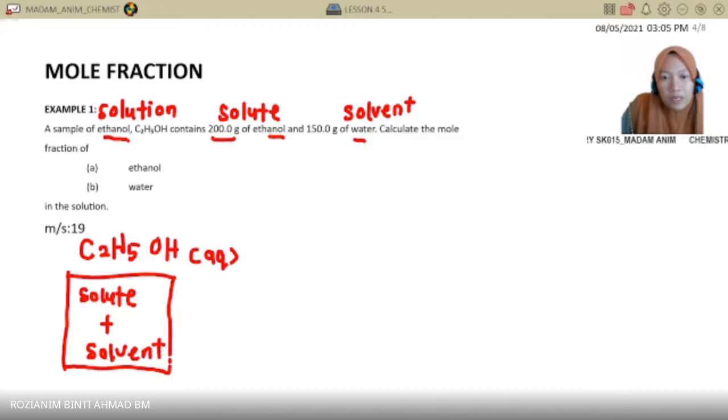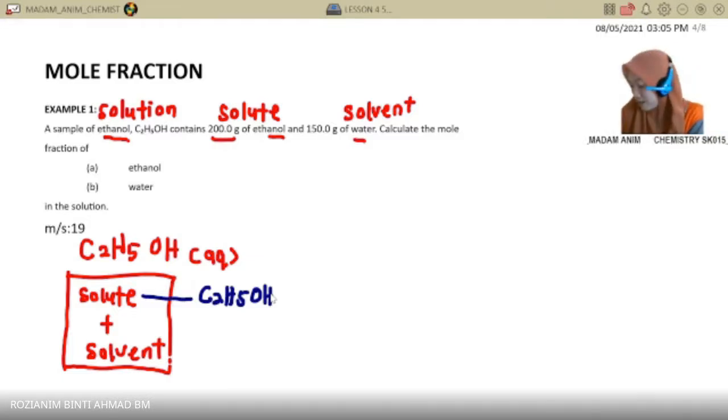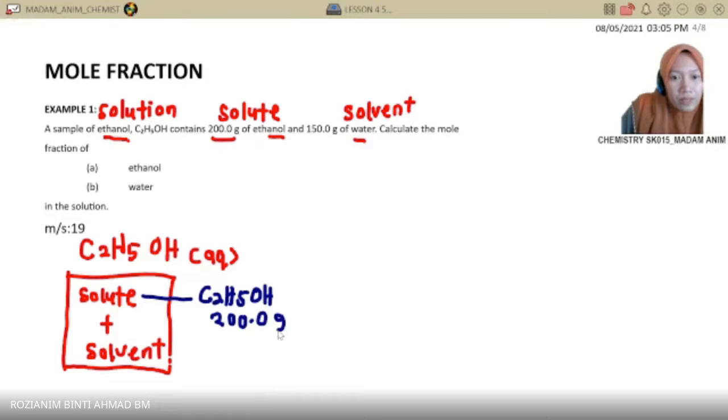Okay, so you must clarify who our solute is. The solute is ethanol, C2H5OH, and we have the specific mass, which is 200 gram. So we put in the data first so that we know what we want to do. This is 200 gram. Then we have the data of the solvent. Our compound is water, so the mass is 150 gram.